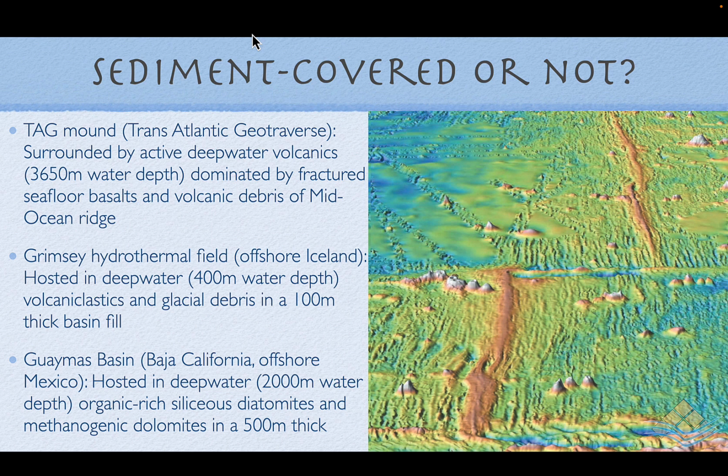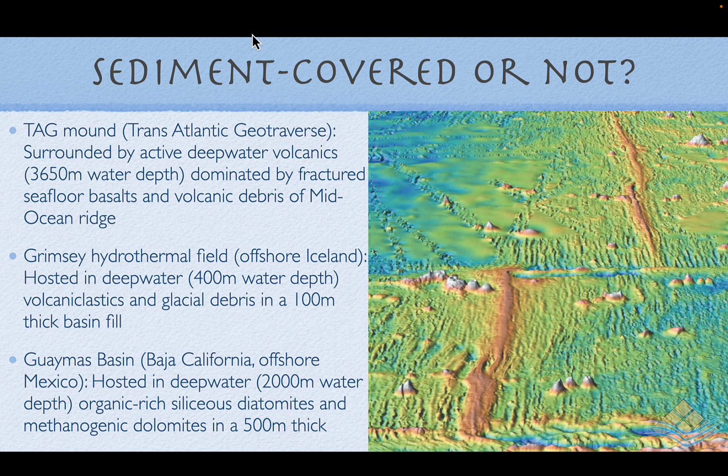So the Grimsey hydrothermal field is hosted in still fairly deep water, but it's hosted in volcaniclastics and glacial debris with a 100-meter thick basin fill. And the Guaymas Basin in offshore Mexico and Baja California is a little deeper. It's at 2,000 meters water depth. But what's distinctive here is that it's hosted in what are very organic-rich siliceous diatomites and methanogenic dolomites in a 500-meter thick basin fill. And there's a lot of thermally cracked hydrocarbons moving around in the Guaymas Basin. And as we discussed in the dolomite course, this is one of the reasons why we see these methanogenic dolomites dominating in the shallow subsurface.